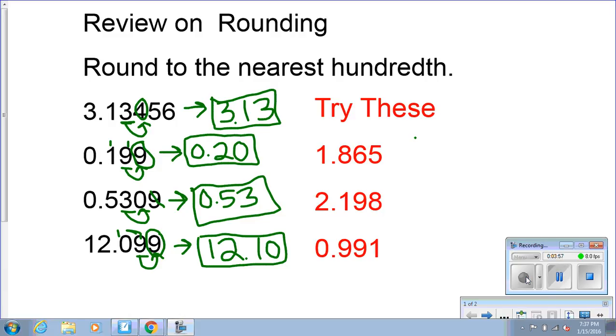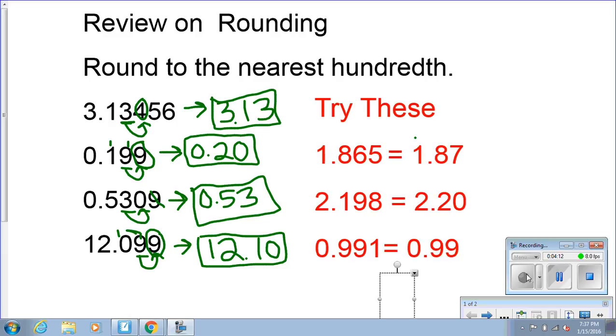Okay, here are 3 examples on your own in red. Go ahead and try these on your own and pause the video, and then when you have an answer, go ahead and start playing the video and see how you did. Go ahead and pause now. Okay, so here are your answers. Hopefully you did okay, and if not, go ahead and watch this video again. You're not going to get it right the first try. You've got to try over and over again.